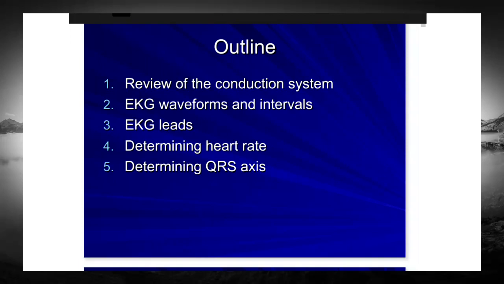So our outline today: we're going to review the conduction system, look at ECGs and waveforms and intervals, as well as the leads. Then we'll determine the heart rate, as well as the QRS axis. One thing I will say, and you will hear me say every time you see me, is that the most important thing for you to know now is to understand what normal is. Because at the very least, if you understand what normal is, you'll know that something is abnormal, and so you won't send somebody home to die. So you can at least make sure of that.